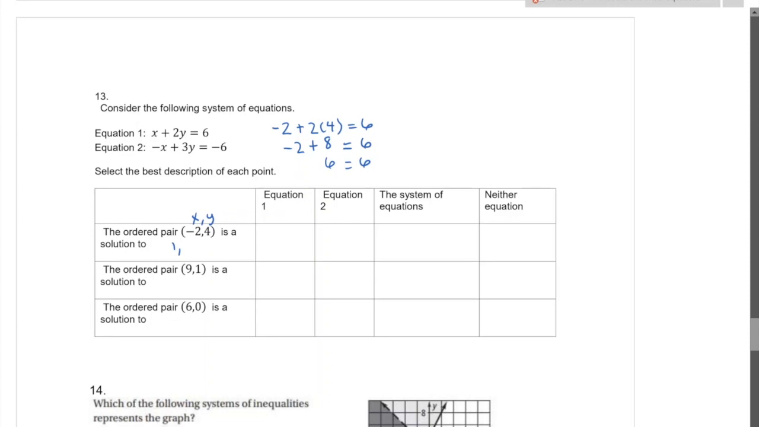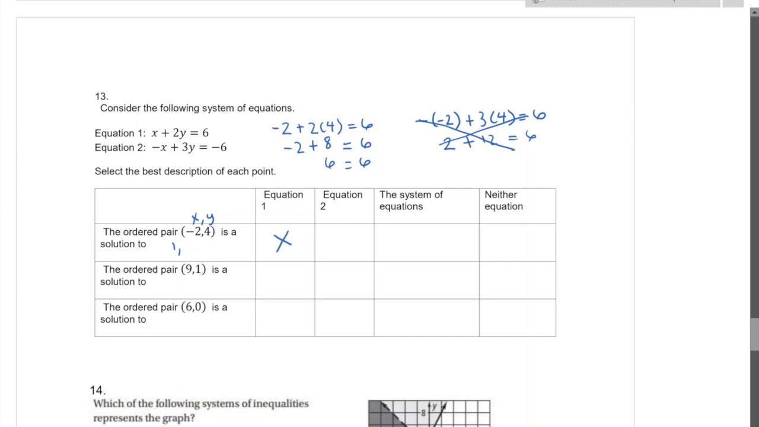Now let's see if it works for equation 2. So instead of x, it's going to be negative 2. So negative, and then negative 2 plus 3 times 4 equals 6. So negative 2 times negative 2 is positive 4. Or sorry, I messed up. Negative times a negative is a positive, so it's a positive 2. Sorry. Plus 3 times 4. 3 times 4 is 12 equals 6. So this is not a true statement. So my answer is only for equation 1.